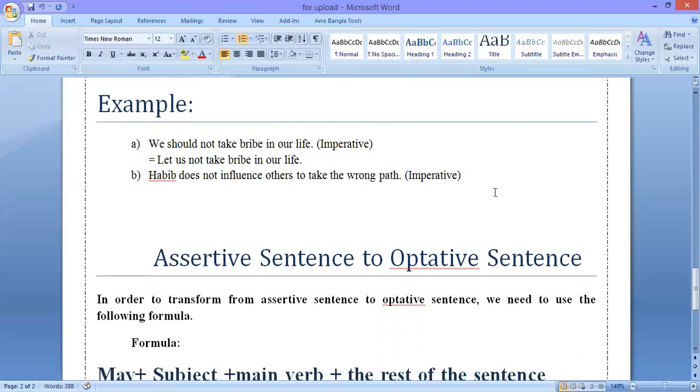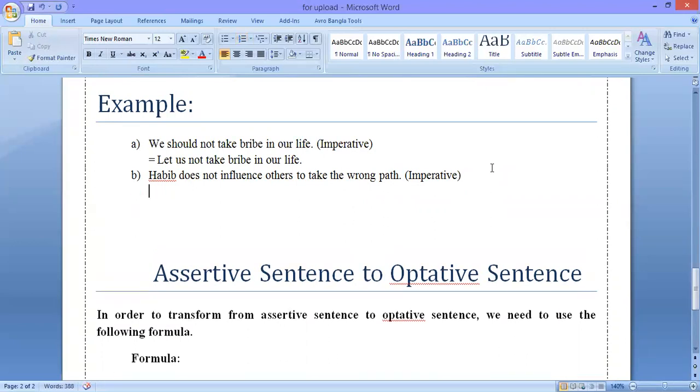To be clear, if we do example 2, here we can see it is an assertive sentence. It is in the negative form and there is a noun here. So we shall have to use let at the beginning. After that, we shall have to use not. Then we need to use the subject. That means Habib influence others to take the wrong path.